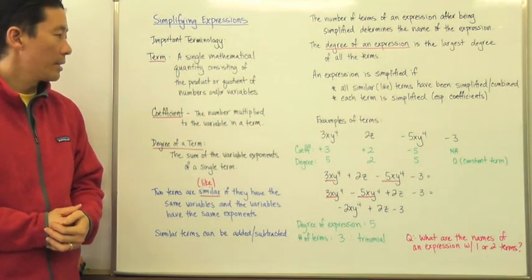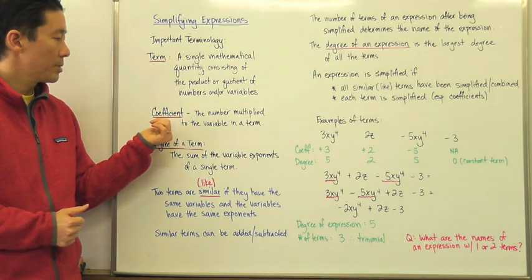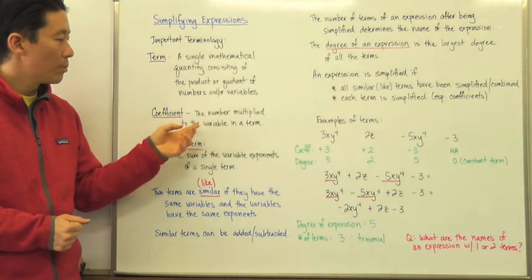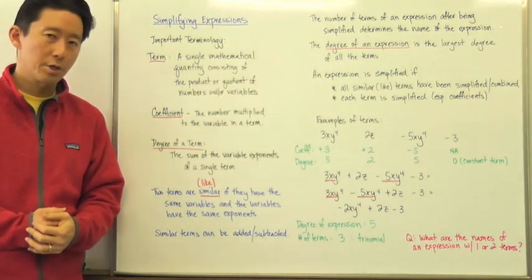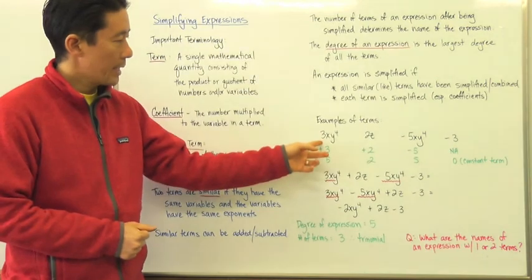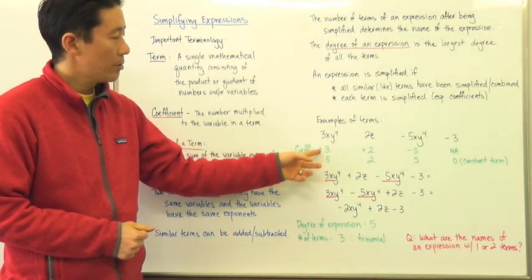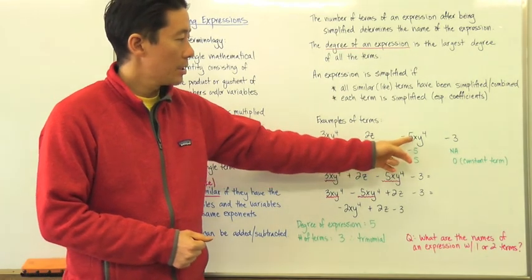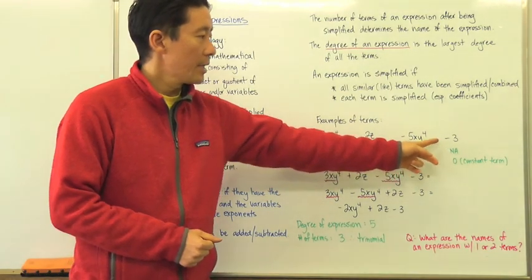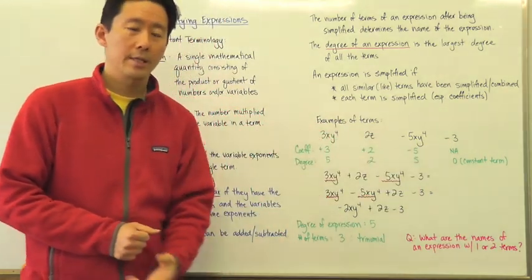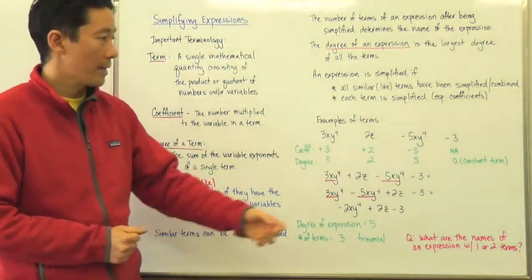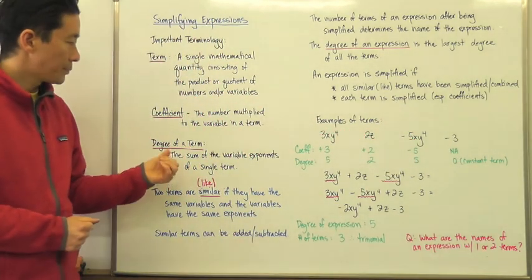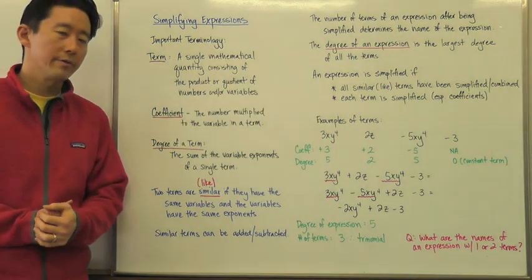Okay? Now we also have, for each one of the terms, what is called a coefficient. The coefficient is the number multiplied to the variable in a term. If I take a look at this particular term, the coefficient is plus 3. The coefficient is plus 2. The coefficient is negative 5. Now notice this one says NA, not applicable, because there's no variable in this term.